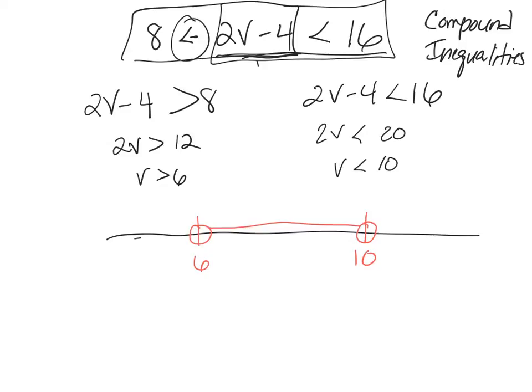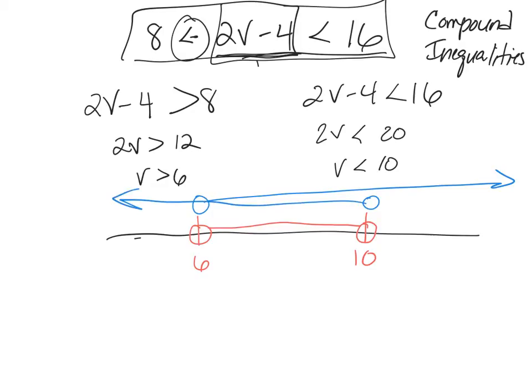I want to show you something. V is bigger than 6 would really be from here all the way to infinity and beyond, right? And v is less than 10 would be from here all the way to negative infinity and beyond. But because it has to comply with both, the overlap is the only solution, because it has to be where both of those things happened.